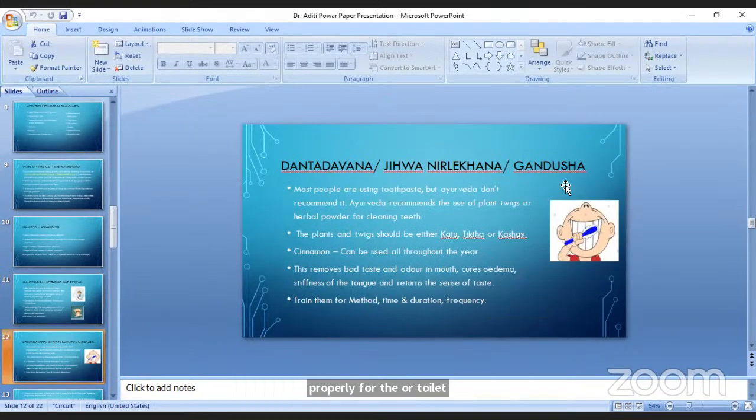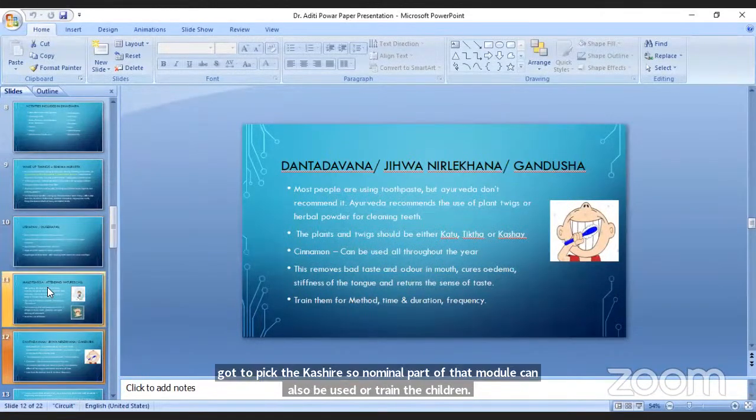Danta Dhawan, Jivanilekhan, and Gandush. Most people use toothpaste, but Ayurveda doesn't recommend it. Ayurveda recommends the use of plant twig or herbal powder for cleaning the teeth. The plant twig should be either Katu, Tikta or Kashaya. Cinnamon powder with Madhu can also be used. Train the children about the Danta Dhawan Vidhi, timing and frequency.